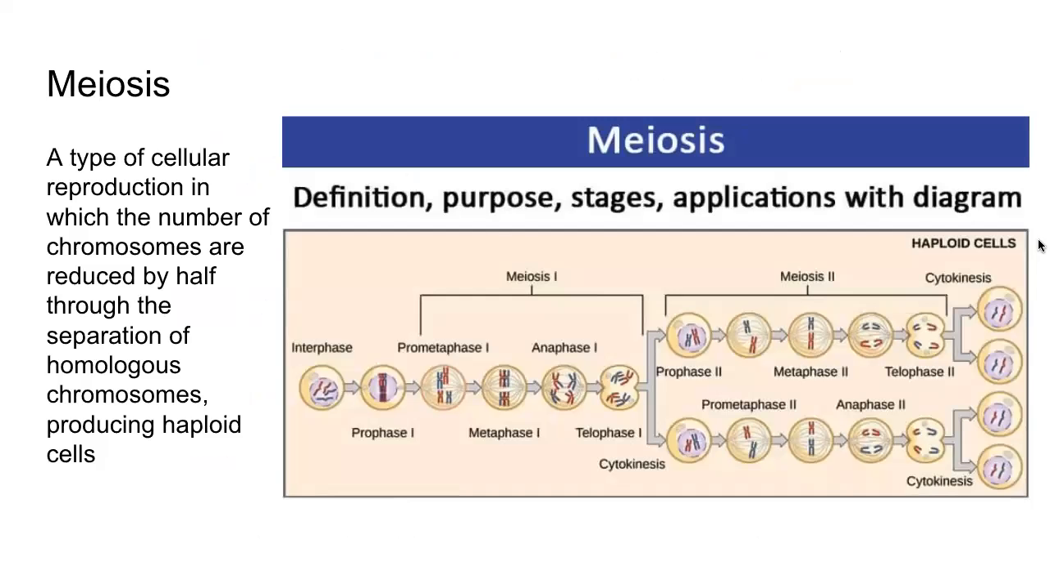All right. So meiosis, the cellular reproduction in which the number of chromosomes is reduced by half. Remember we saw that in the Kahoot. Through the separation of homologous chromosomes, producing haploid cells. That's key for this one.